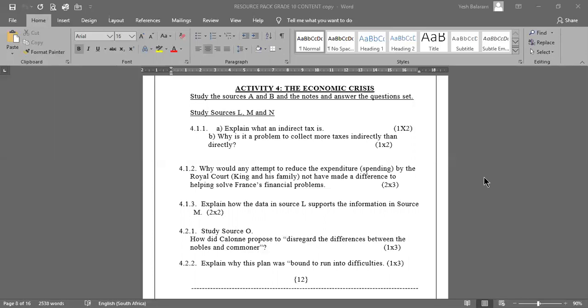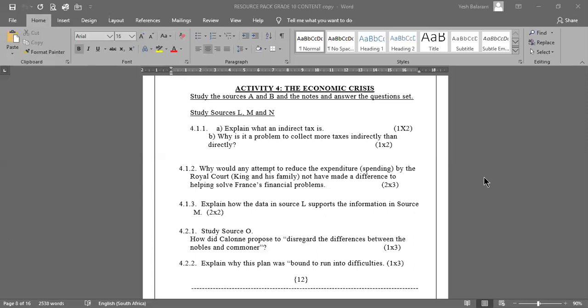So for example, if you look at the expenses in source L, it's giving you information compared to the income. It's more than 600 million francs. I think it was francs they used at the time as well. And you compare it to the expenditure shown in source M, and you can see where all the money was being spent. So look at those 2 and make the comparison there.